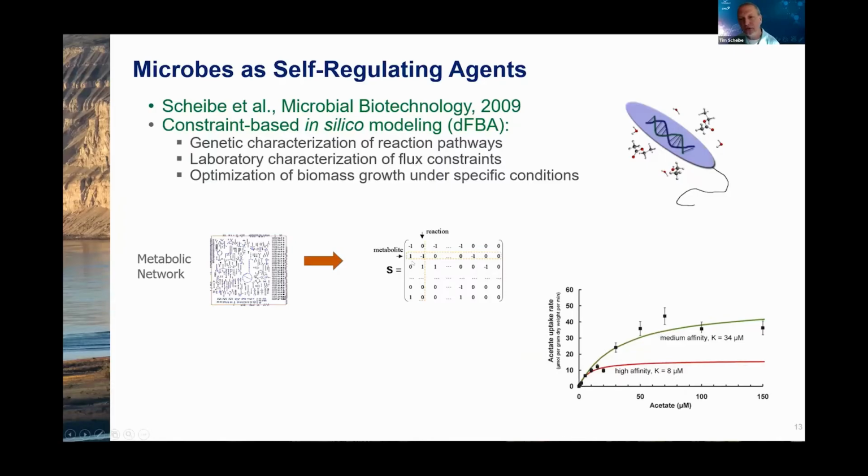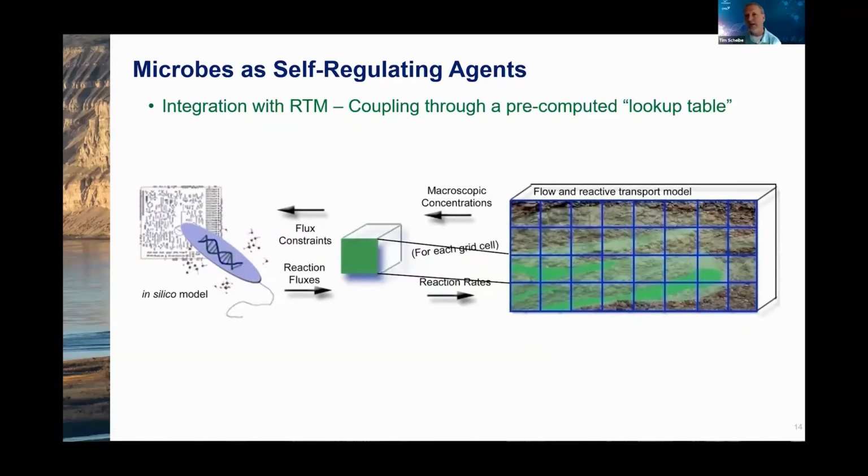And then those flux constraints were used to solve the dynamic flux balance analysis, depending on the local concentration of acetate, iron, and ammonium, using dynamic programming methods. And so the objective function used for those linear programming methods was optimization of biomass growth under the given conditions. And the way we coupled that to our reactive transport model was in this way.